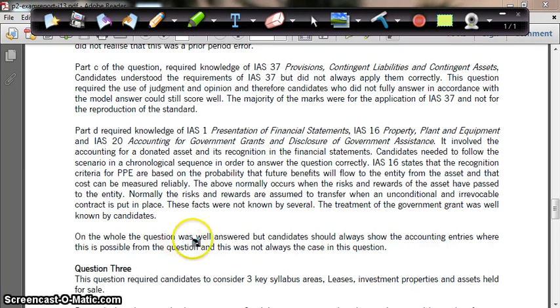And it seems that most candidates had this type of structure down to a T, because the examiner's saying that this was a well answered question, but however the candidates should always show the accounting entries where possible. So again, don't go overboard with your examples, but definitely in a situation like this you would need to be showing your accounting entries.